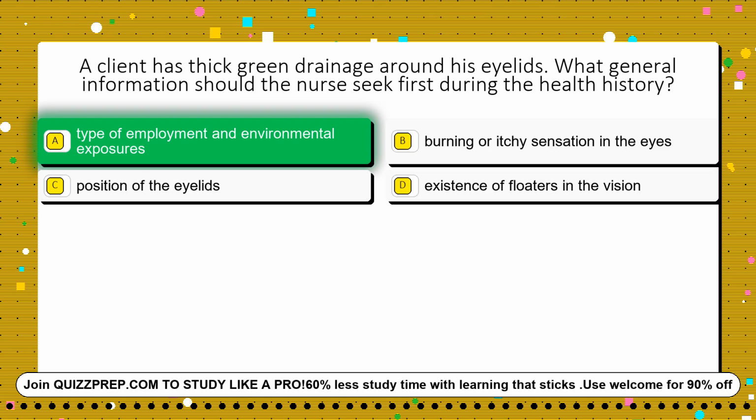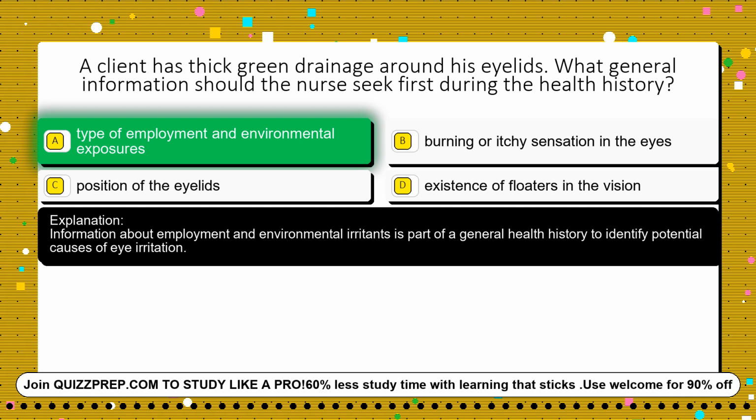The correct answer is option A, type of employment and environmental exposures. Information about employment and environmental irritants is part of a general health history to identify potential causes of eye irritation.